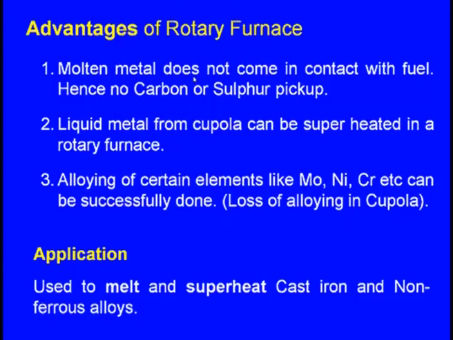Now these are the advantages of the rotary furnace. Molten metal does not come in contact with the fuel, hence no carbon or sulphur pickup. Certainly we are using coal which contains carbon and sulphur. When we are using a fuel which contains carbon and sulphur, there must be carbon pickup and sulphur pickup. But fortunately in the case of the rotary furnace, no carbon pickup takes place, no sulphur pickup takes place. Why? Because the molten metal does not come in contact with the fuel.